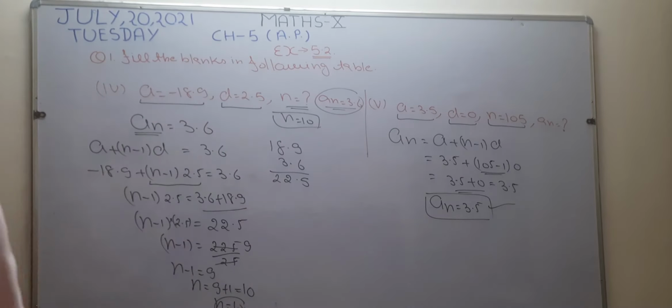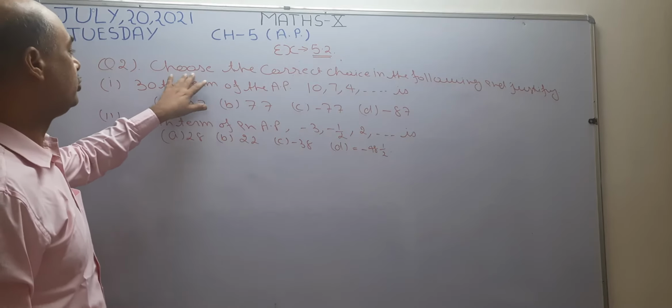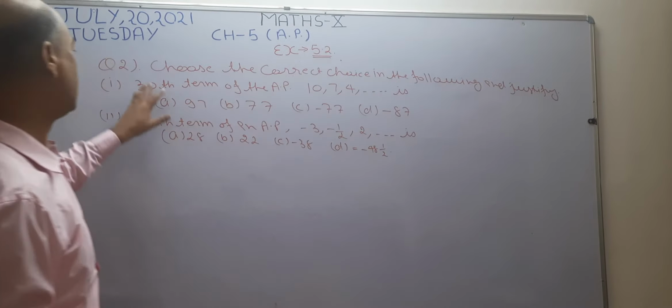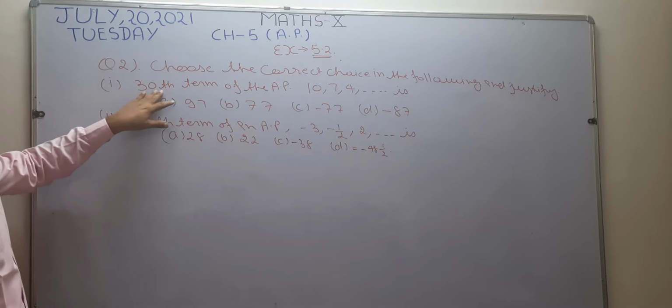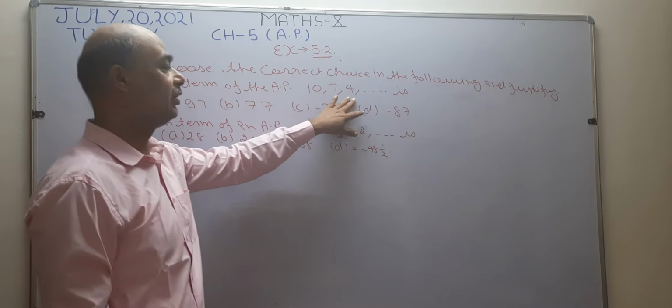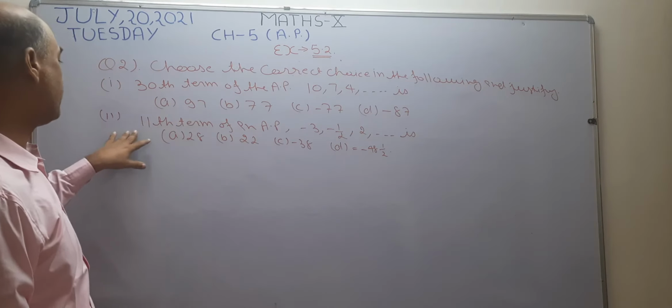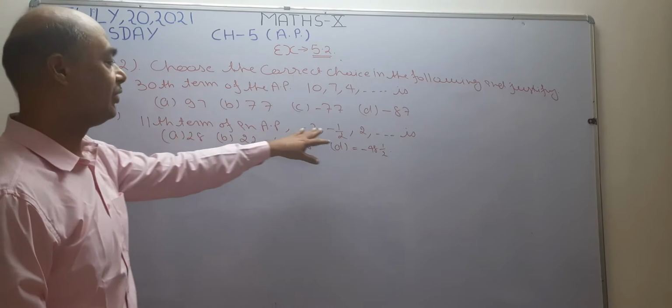Now I want to solve question number 2. Read the statement. Choose the correct choice in the following and justify. Now two parts are there. In the first part, the 30th term of an AP. AP is given. From this AP we have to find the 30th term. Now in the second part we have to find the 11th term of the given AP and check which answer is correct. Now I want to solve the first part.